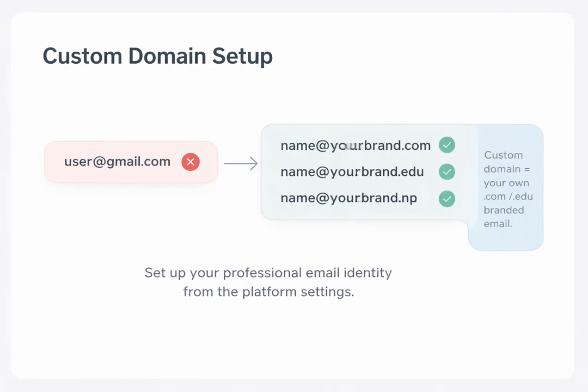Continuing from where we left off, let's talk about custom domain setup. Inside the platform settings, you have the option to add a custom domain. Now, what exactly is a custom domain? It's the part of your email address that comes after the @ symbol. So instead of a generic Gmail or Yahoo address, you get something like name@yourbrand.com, or name@yourbrand.edu, or name@yourbrand.np. That branded email address is what you configure right here in the settings.